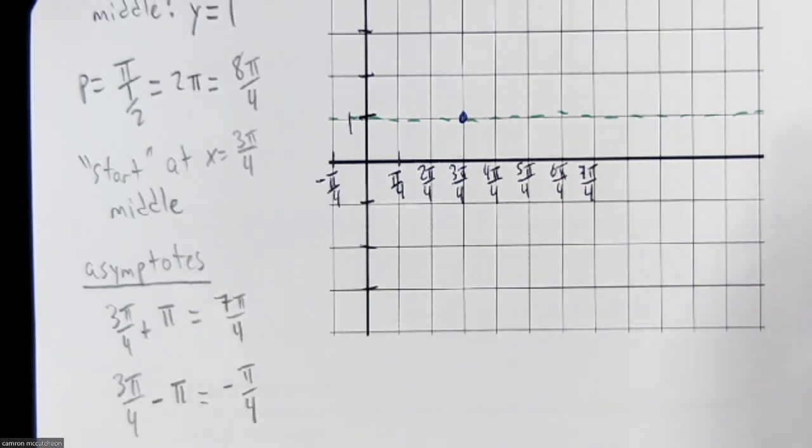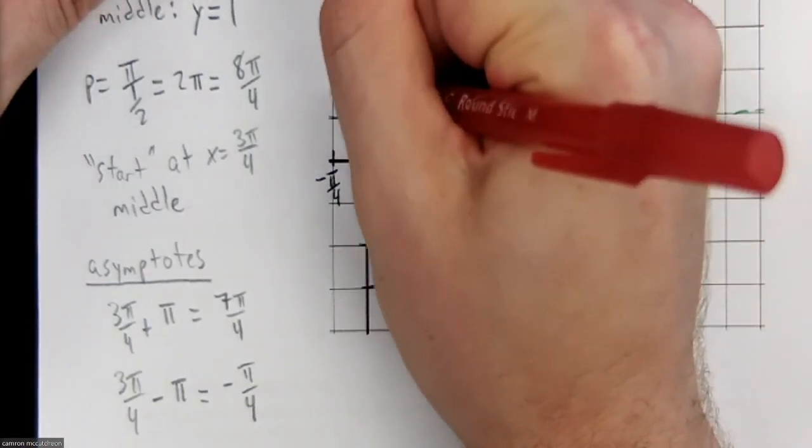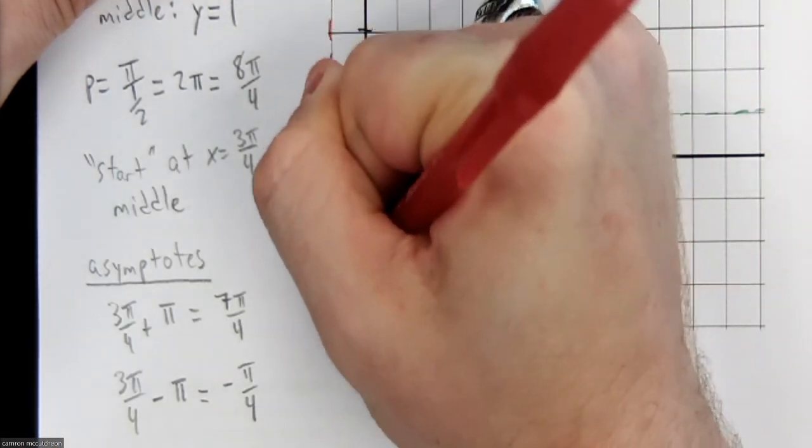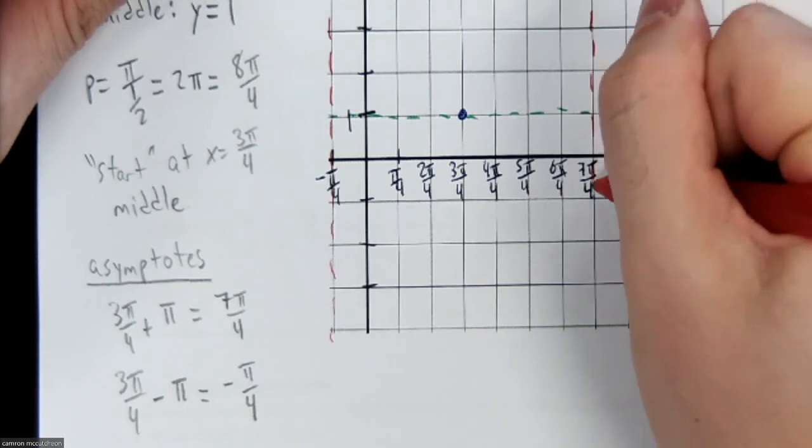So if the period was 4 pi, you would subtract and add 2 pi? Yes, if the period was 4 pi, I would have added and subtracted 2 pi to that center point. I found an asymptote at negative pi over 4, and I found an asymptote at positive 7 pi over 4, which is why I stopped at 7 pi over 4, to be honest with you.